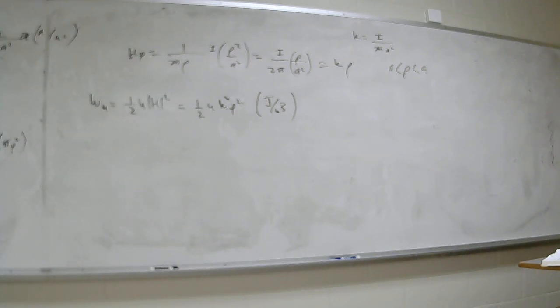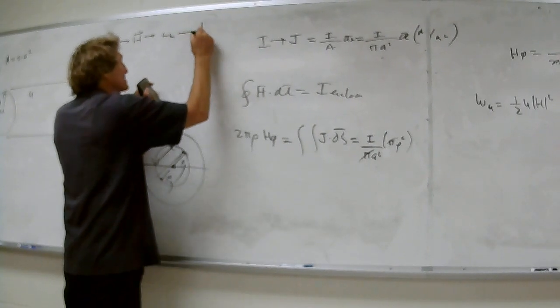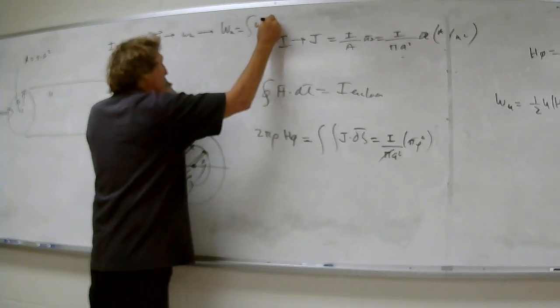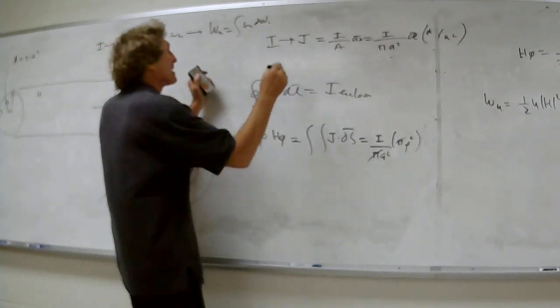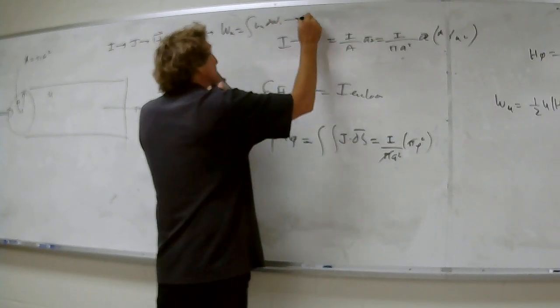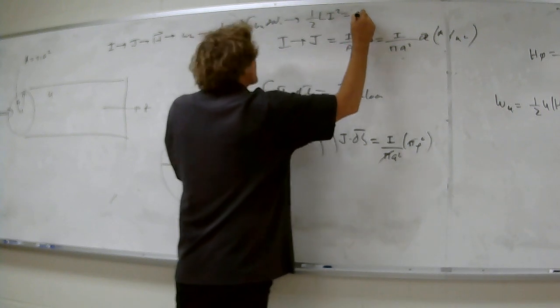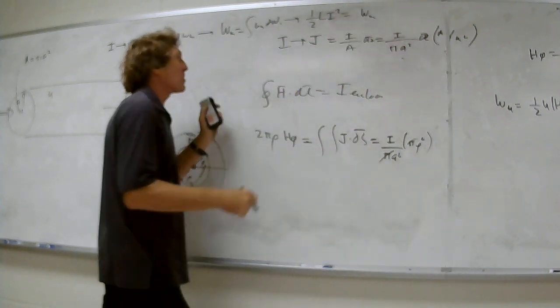All right. Now, what do I need next? As a matter of fact, let me outline the steps. I assume J, from J I get H, and from H I get the energy density. My next step is to get the total energy, which is just the integral of the energy density over the volume. After that, the last step is setting 1/2 Li squared equal to this total energy, capital omega M, and solving for L.